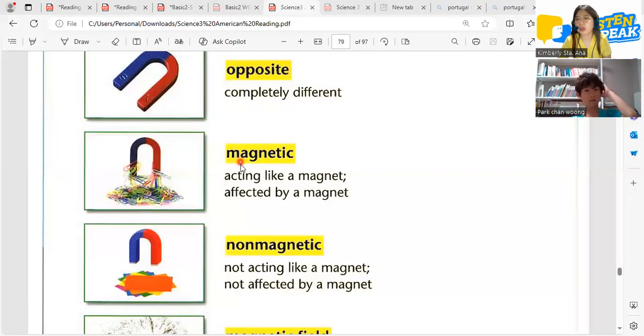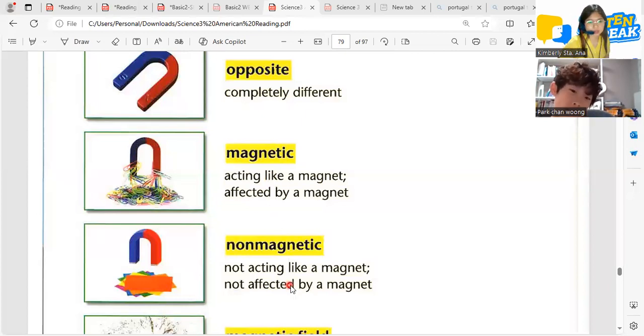Now we're clear with the word opposite. Magnetic. There is a song in Korea, Magnetic. Oh, really? Can you sing it for me? Wait a minute. Do you know who's the band who performed that song or who's the singer? I think no. Okay, that's fine. Maybe I can look for it and listen to it. Is it a nice song? I think so.